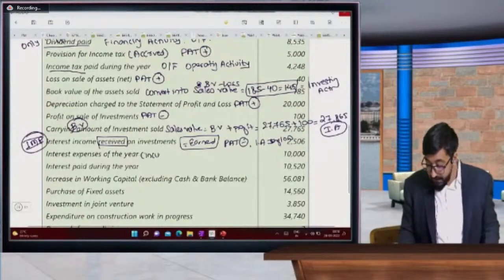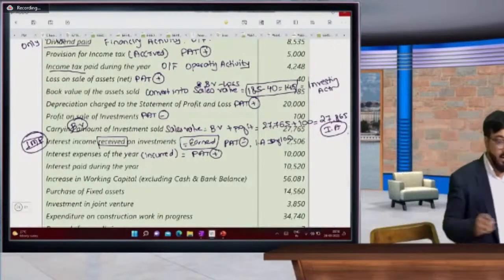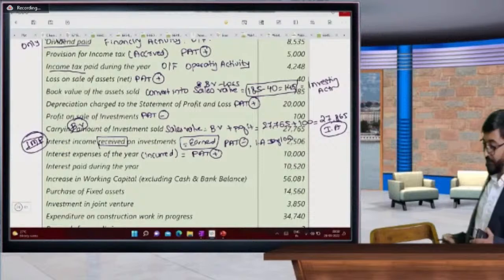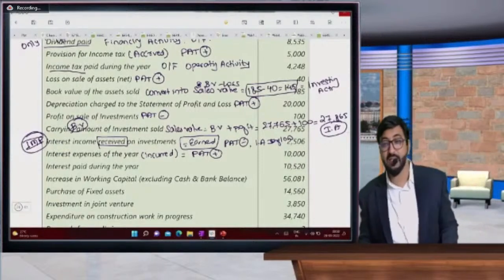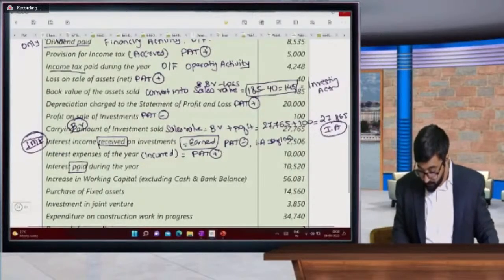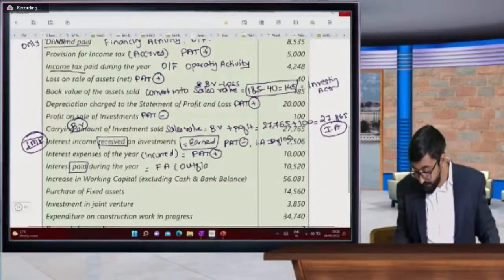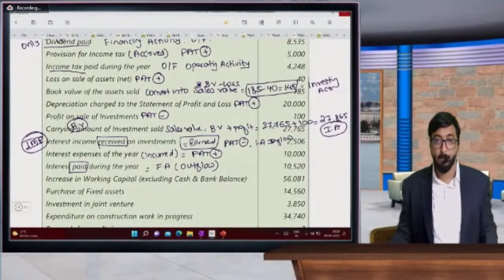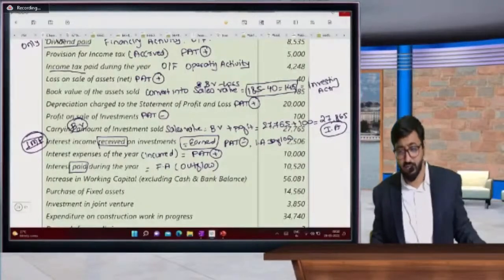Interest expenses incurred, expenses of the year. So incurred means we will add back to PAT. Yes, expenses reduced your profit. And what is paid will be deducted from financing activity. Financing activity outflow. Okay, please revise this question.